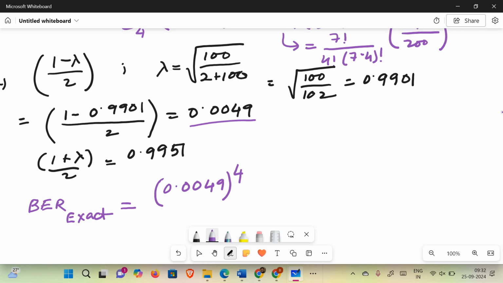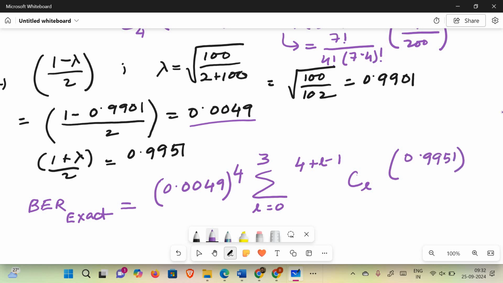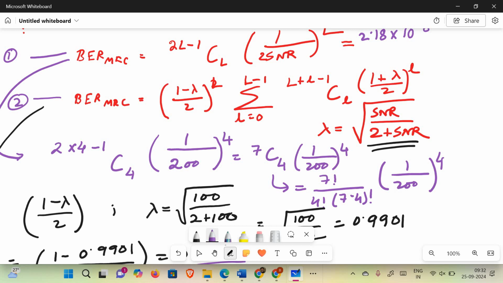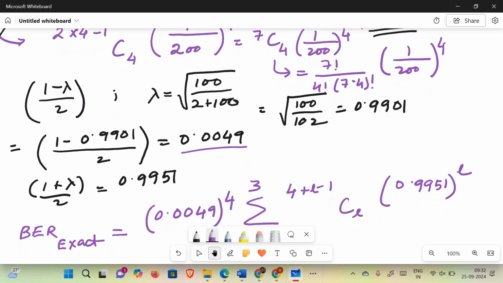Okay, that's all. Now we take the summation part. So summation L equals 0 to L minus 1. What is my capital L? 4. 4 minus 1 is 3. So 3, 4 plus L minus 1, C of L, and then 1 plus sigma, 1 plus delta by 2, 0.9951 whole to the power L. So check this. This is nothing but representation of this equation. Same thing, I have written it down with the values.